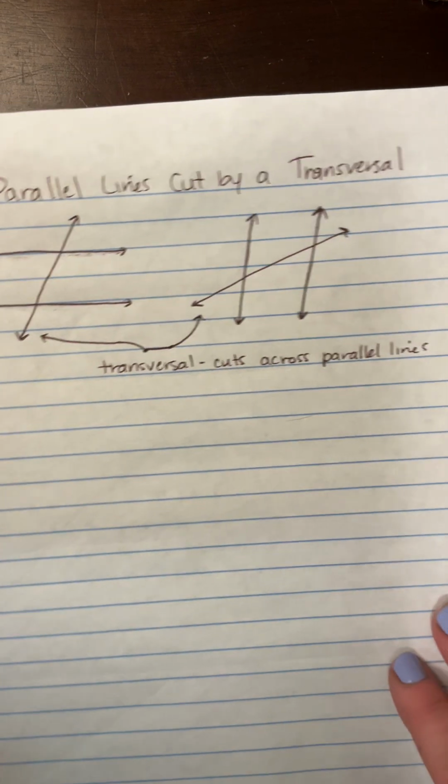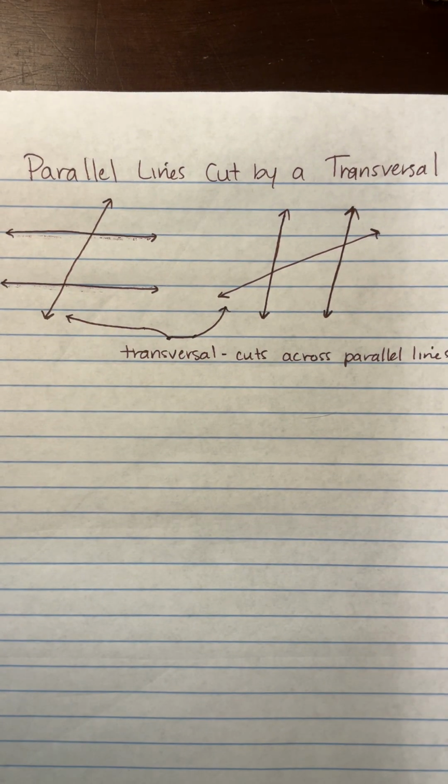For the first half of our unit, we dealt with triangles. We dealt with the angles inside a triangle adding up to 180, and the fact that the outside angle adds up to be the same as the remote interior angles. That was the last 2 days. Now we're going to move into angles created when a transversal cuts through parallel lines.